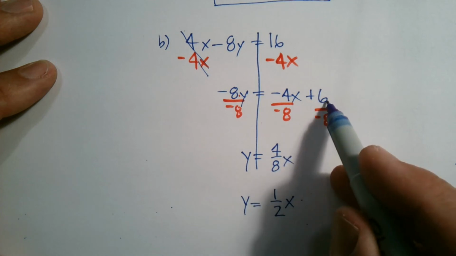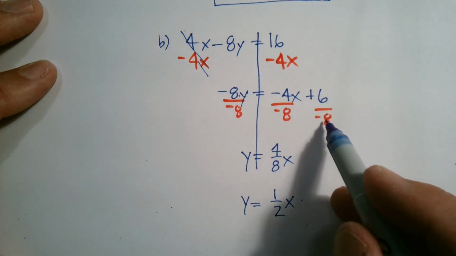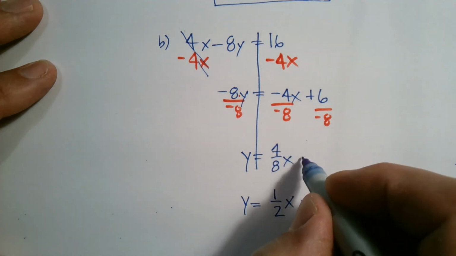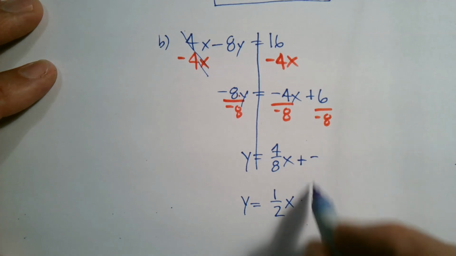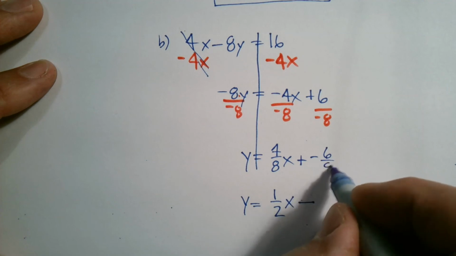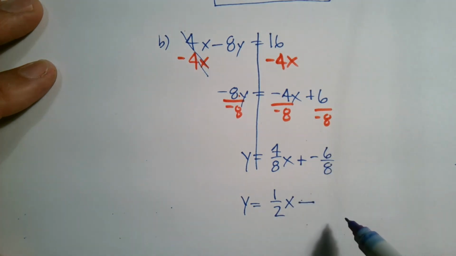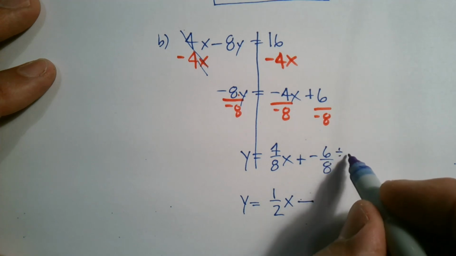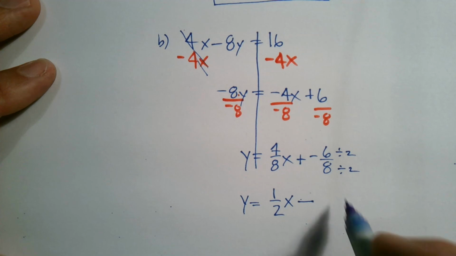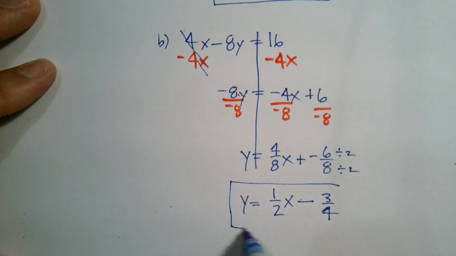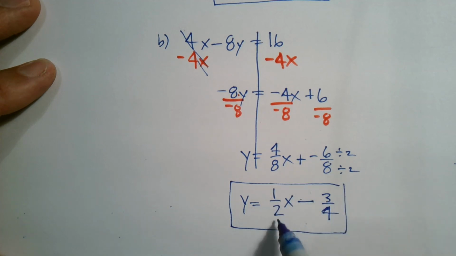Over here, a positive 16, so it's plus 16 divided by negative 8. A positive divided by a negative makes the whole thing negative. So plus negative makes it a minus. I don't want to leave it 6 over 8 either, because 6 over 8 can also be simplified. I can simplify top and bottom by 2, and that makes it 3/4. So my simplified best equation for y is y equals 1/2 x minus 3/4. And there we go.